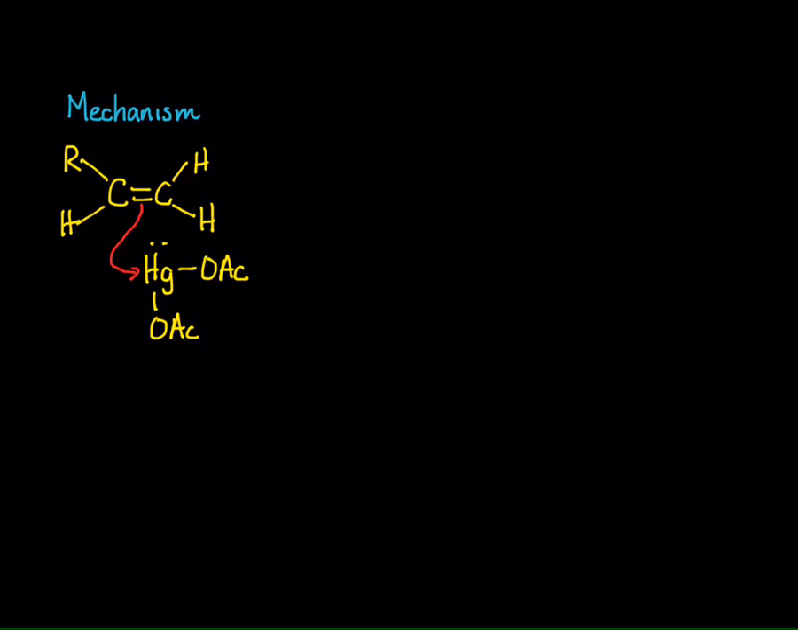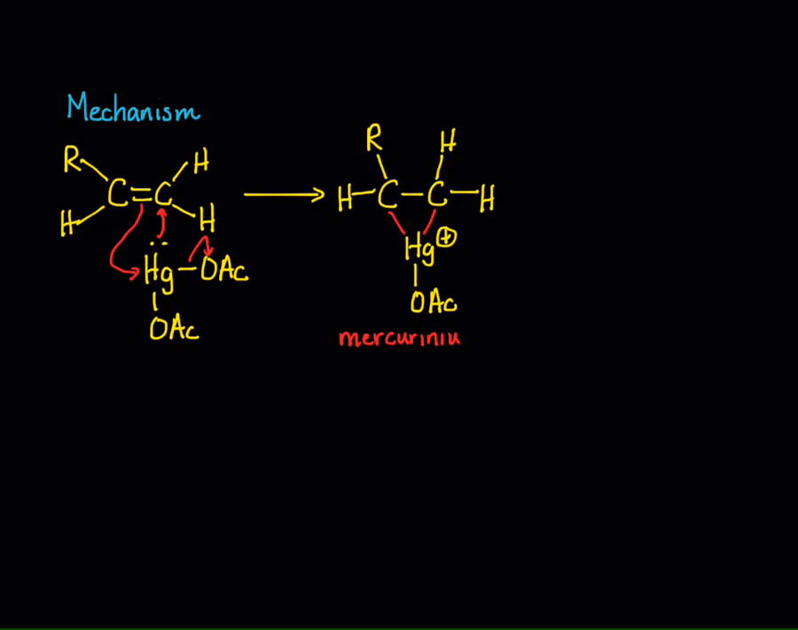Now when it does so, it can donate a pair of electrons back to the alkene, and you break a mercury-oxygen bond from the acetate. The result is another cyclic intermediate, a 3-membered ring with mercury that has a positive charge on it now and only has 1 acetate because the other acetate came off. And this is what we refer to as the mercurinium ion, the mercurinium ion.